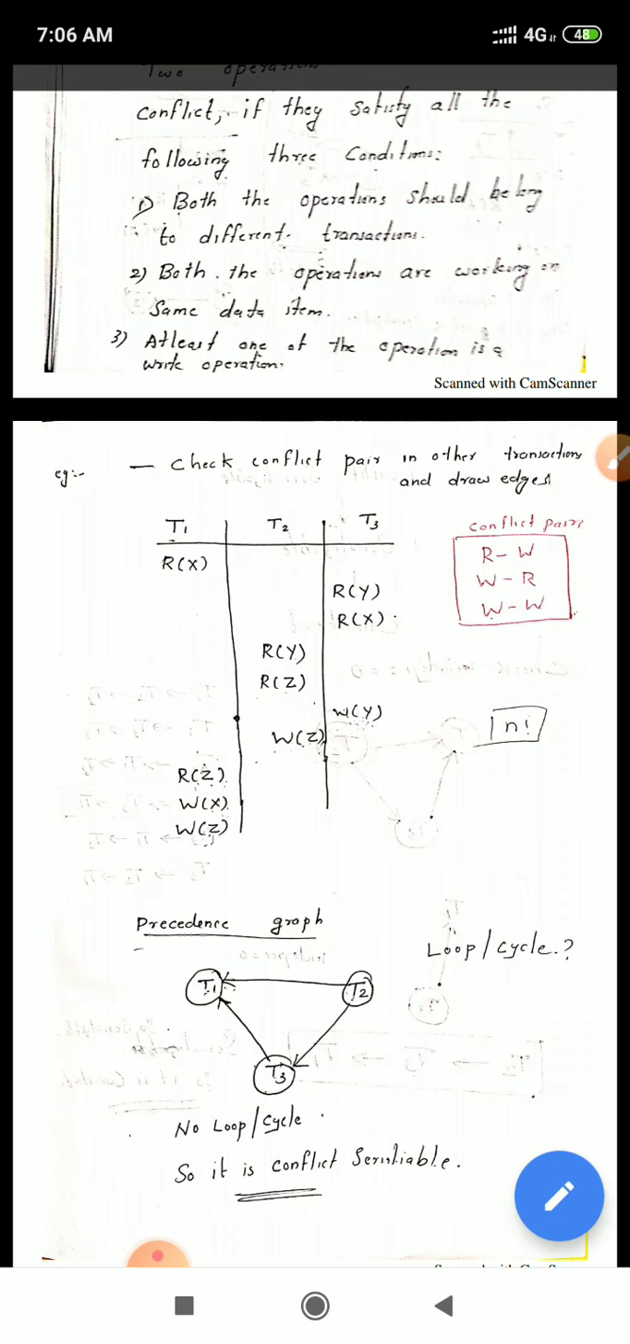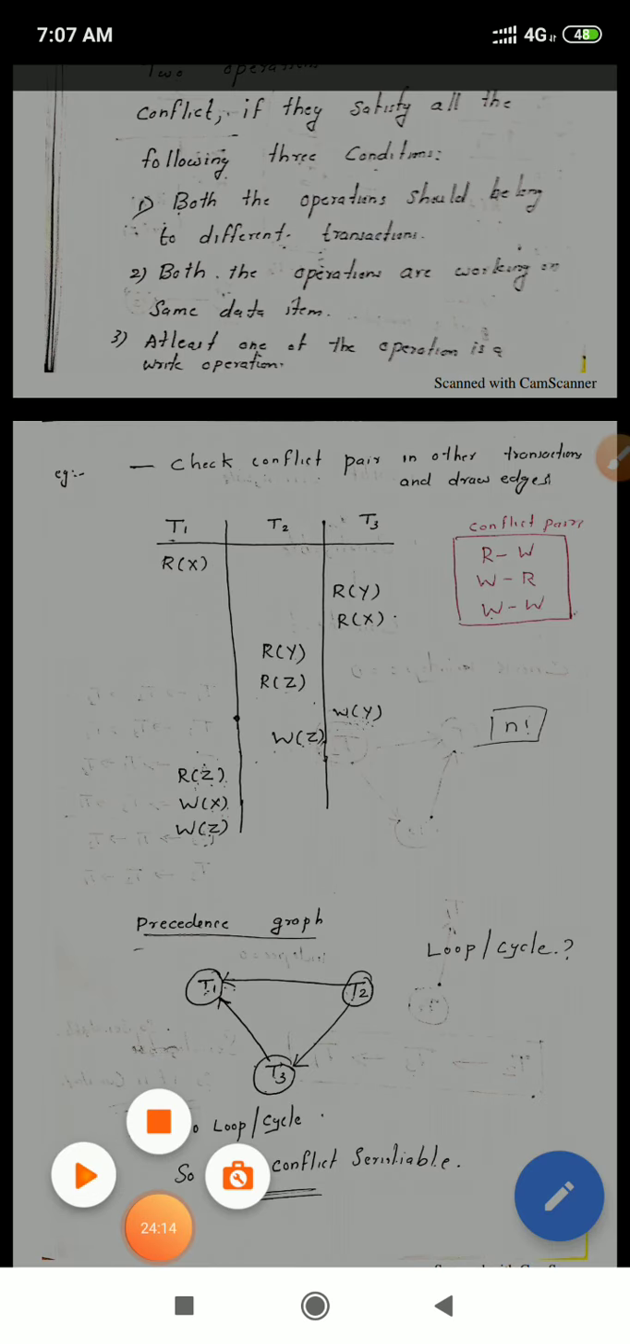Then T3 write Y. For the two transactions with write operations, read and write conflict pairs are there. Is there any T2 read Y? No. And in T1, read Y is also not there. After that there are no other operations. It's over, and we have already checked that.